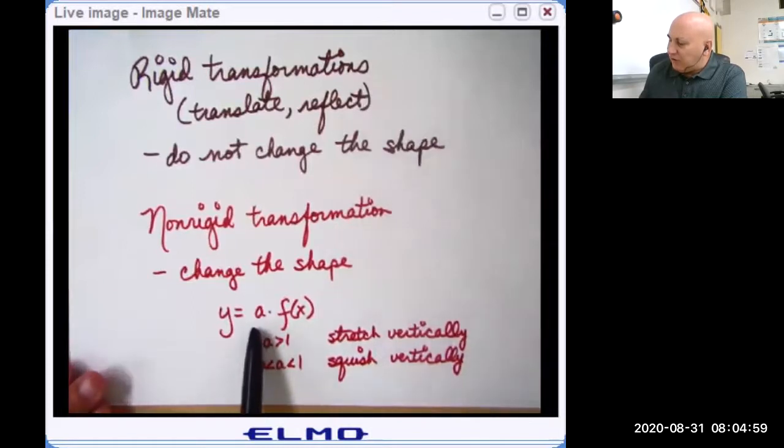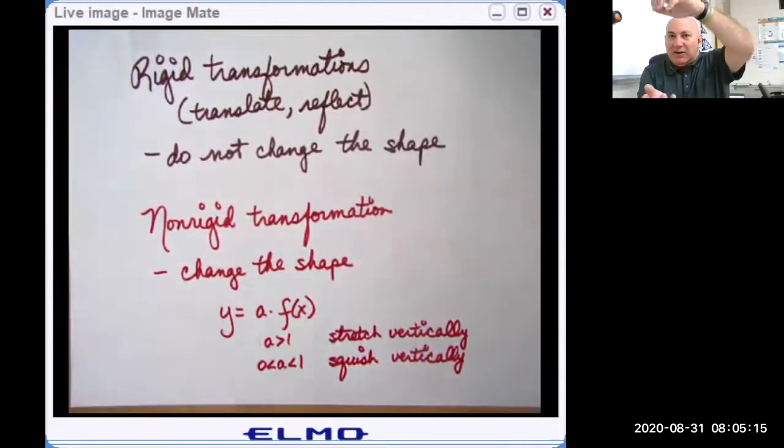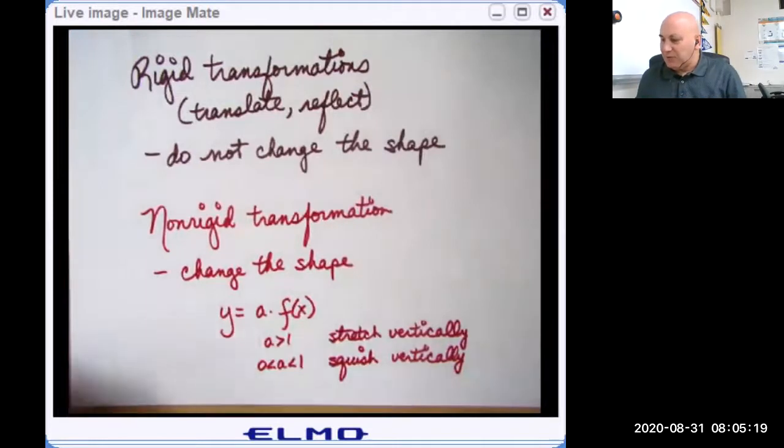And normally we'll change the shape when we're stretching vertically or even horizontally. But here, if a is greater than 1, we're making all those y values a times as big. And if a is between 0 and 1, you're making all those y values smaller. So rigid versus non-rigid: are we changing the shape or are we just moving the curve?